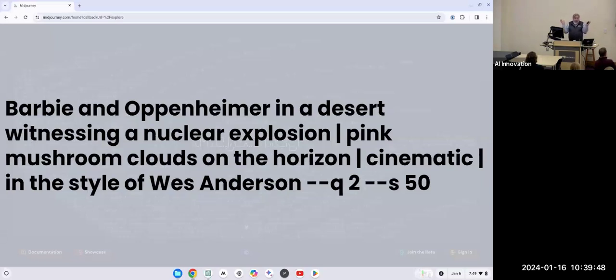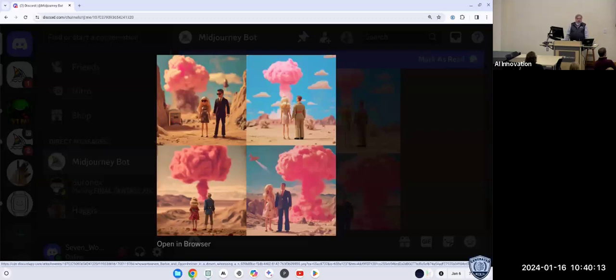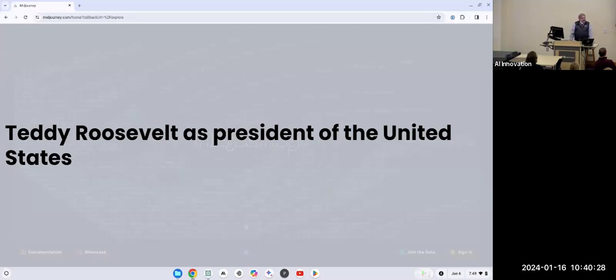Barbie and Oppenheimer. You may remember the cultural phenomenon known as Barbieheimer that saved Hollywood last summer. Well, Barbie and Oppenheimer are in a desert witnessing a nuclear explosion. There's a pink mushroom cloud on the horizon, and it's cinematic. And then for some people in the room, it's in the style of Wes Anderson. And if you know who Wes Anderson is, you'll recognize this. If you don't, I couldn't possibly explain what Wes Anderson is. But the image it creates is a pretty legitimate Barbieheimer Wes Anderson image, right? The color set is there. The pink mushroom cloud is there. There you go.